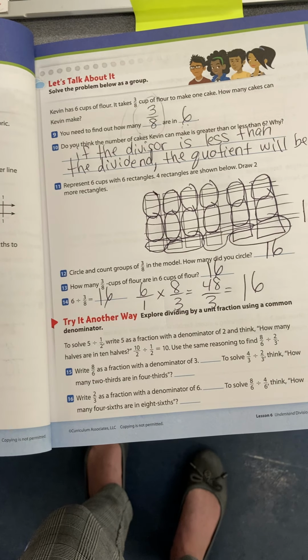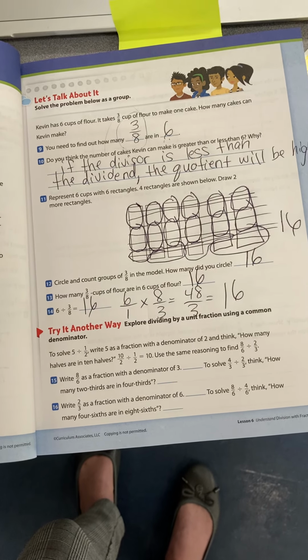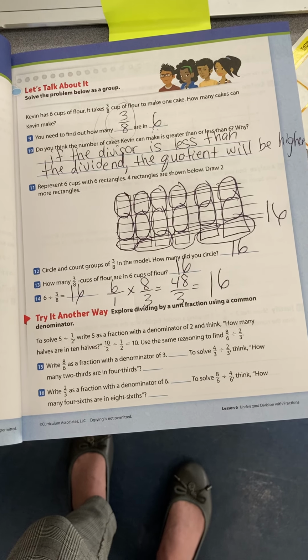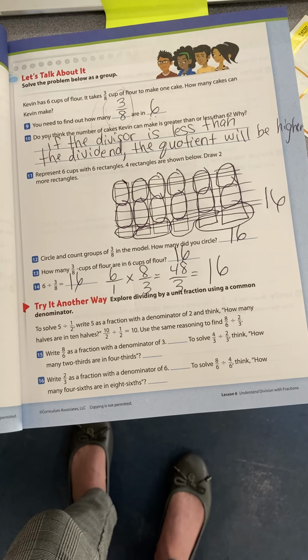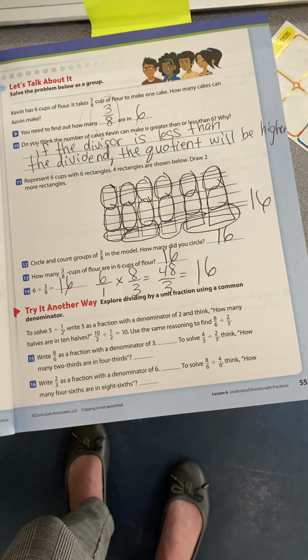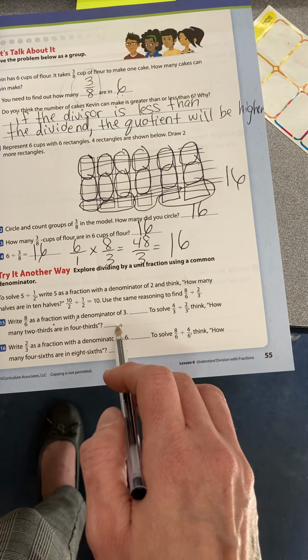To solve 5 divided by 1/2, write 5 as a fraction with a denominator of 2 and think how many halves are in 10 halves. 10 halves divided by 1/2 equals 10. Use the same reasoning to find 8/6 divided by 2/3. So 8/6 as a fraction with a denominator of 3.